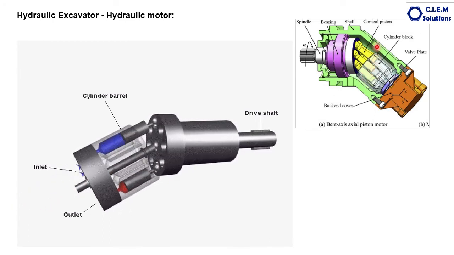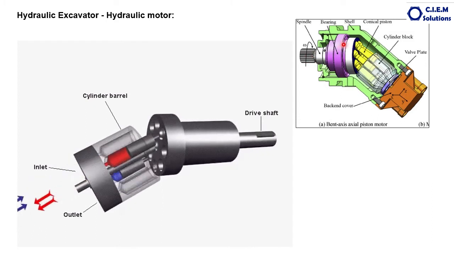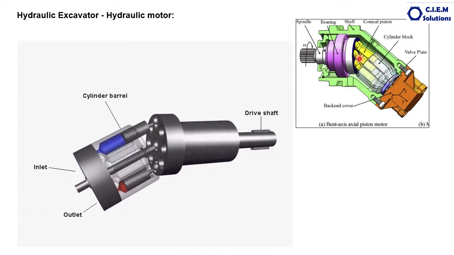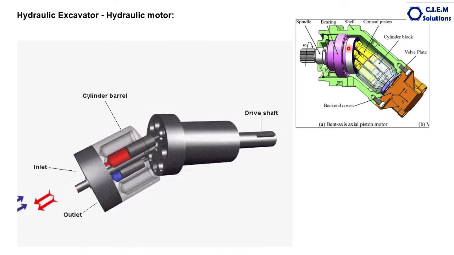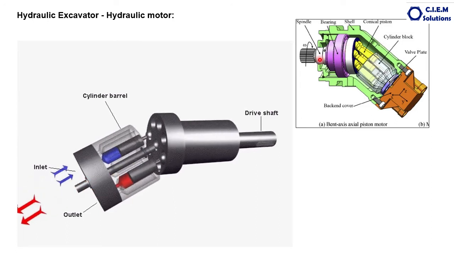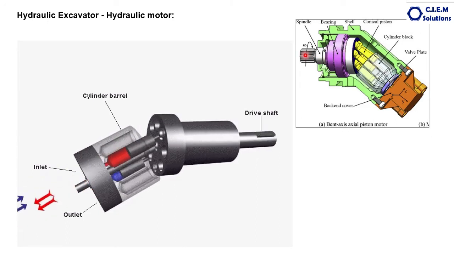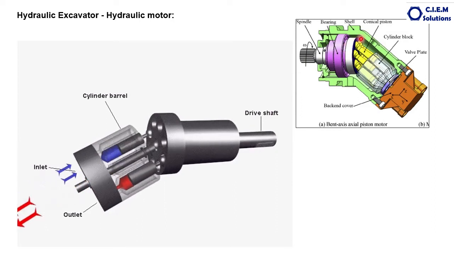This is the complete solid housing. This is the output shaft. All the pistons are arranged in a plate fixed to the output shaft. So the output shaft is connected to the piston carrier. This is the piston carrier.